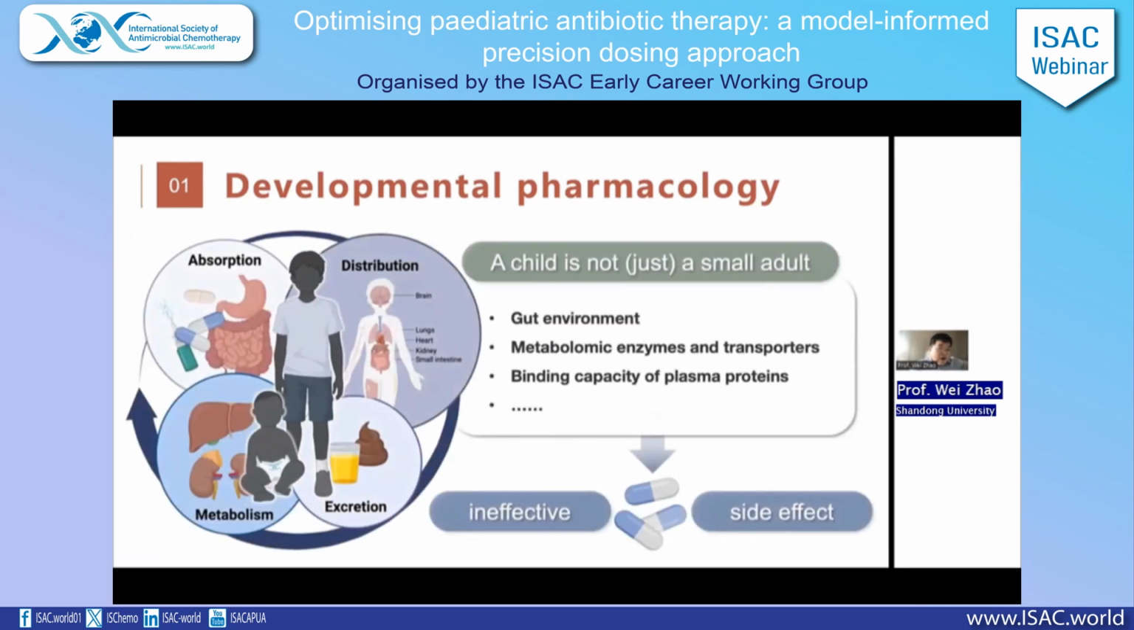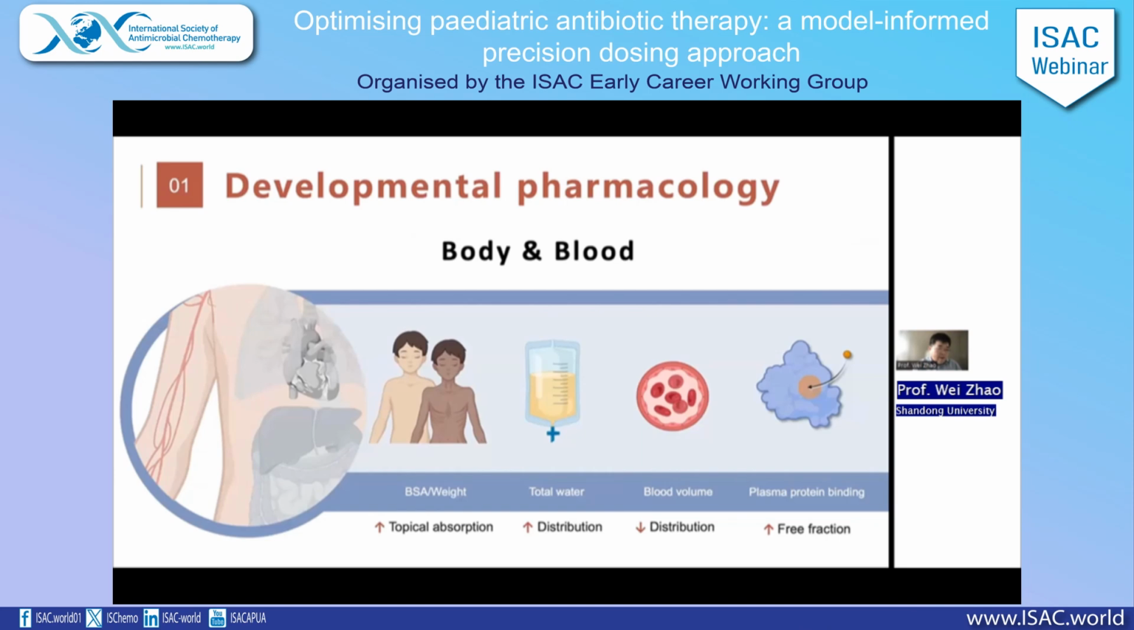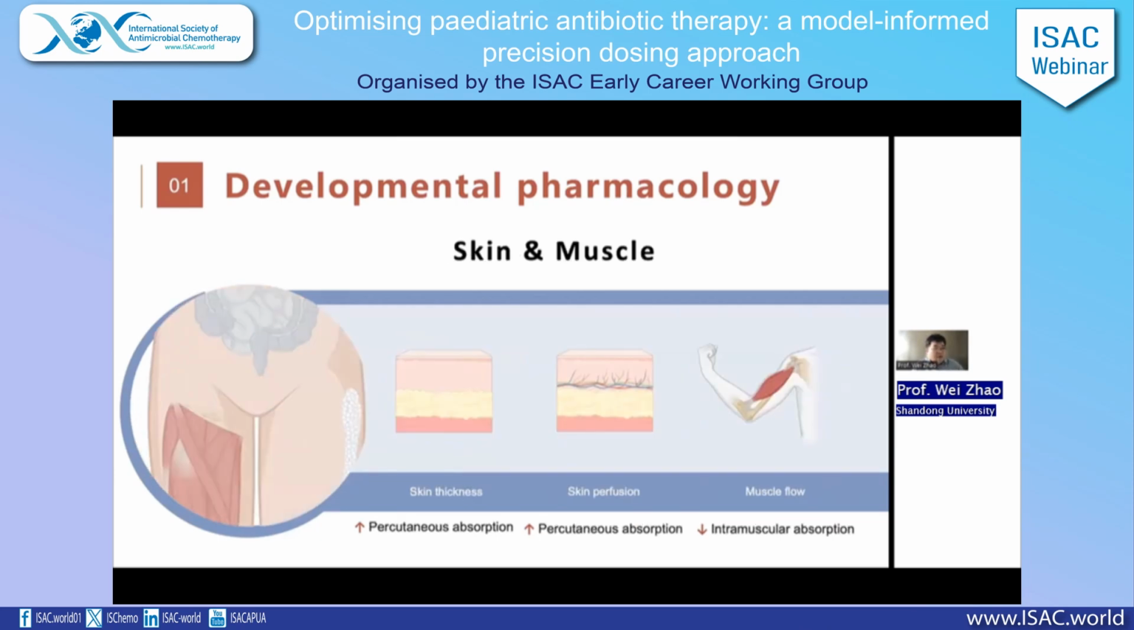Children are not miniature adults. The organ structure and physiological function of the pediatric population are different from those of adults. Even at varying ages within the pediatric population, there are differences in physiological characteristics, and these differences also affect the efficacy and safety of drug therapy. For example, the BSA to body weight ratio continues to change as children grow. This change affects the tissue concentration of drugs, which varies with fluid volume, etc. Protein binding affects the concentration of free drug, which in turn affects the entire ADME of the drug. This can also be seen in skin and muscle maturation.